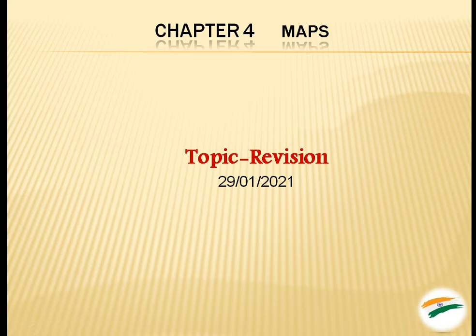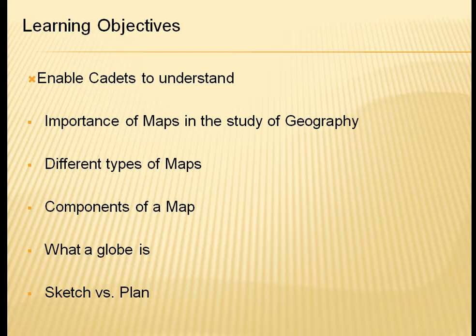Today we are going to see the revision of chapter number 4, Map. In the revision part, we will see the gist of the chapter as well as the question answers of this chapter. First, the learning objective. By doing this revision, you are going to understand the importance of maps in the study of geography. You will come to know about the different types of maps, the components of a map, what a globe is, and lastly the sketch versus plan and question answers of this chapter.